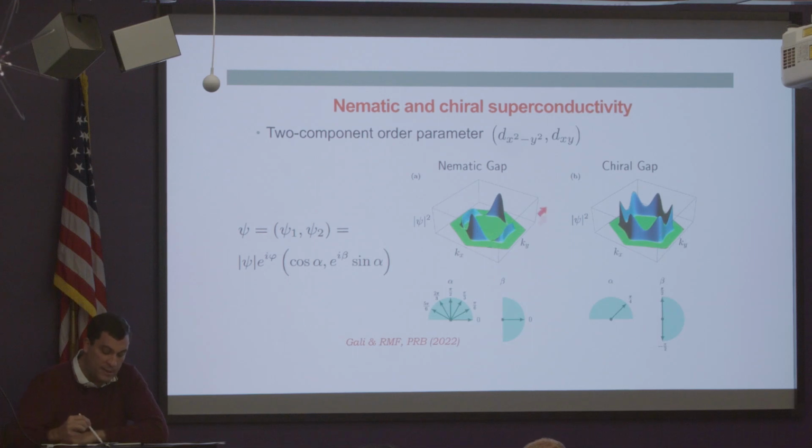This here is what the nematic gap looks like. Beta is 0. You see here that my alpha has some values. I'll go back to this point, okay? But you see the gap here, just plotting the gap around the Fermi surface. And you see here that it's twofold symmetric, not sixfold, okay? This is the chiral gap. So you now clearly see that it still has sixfold symmetry, and beta is plus or minus pi over 2, okay?